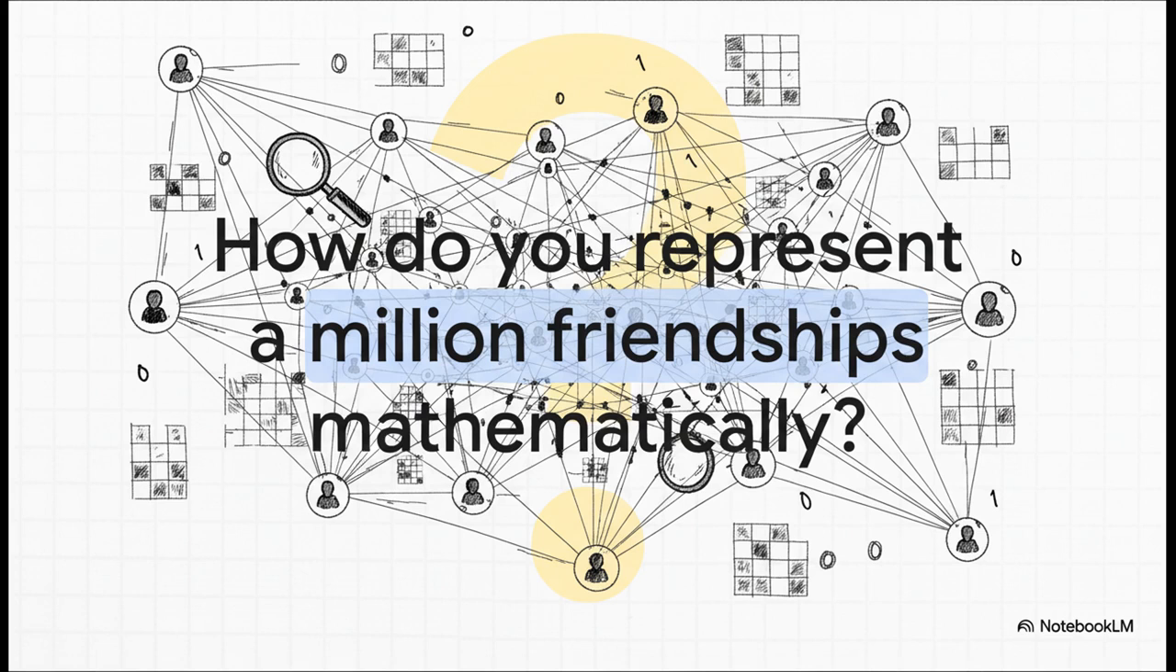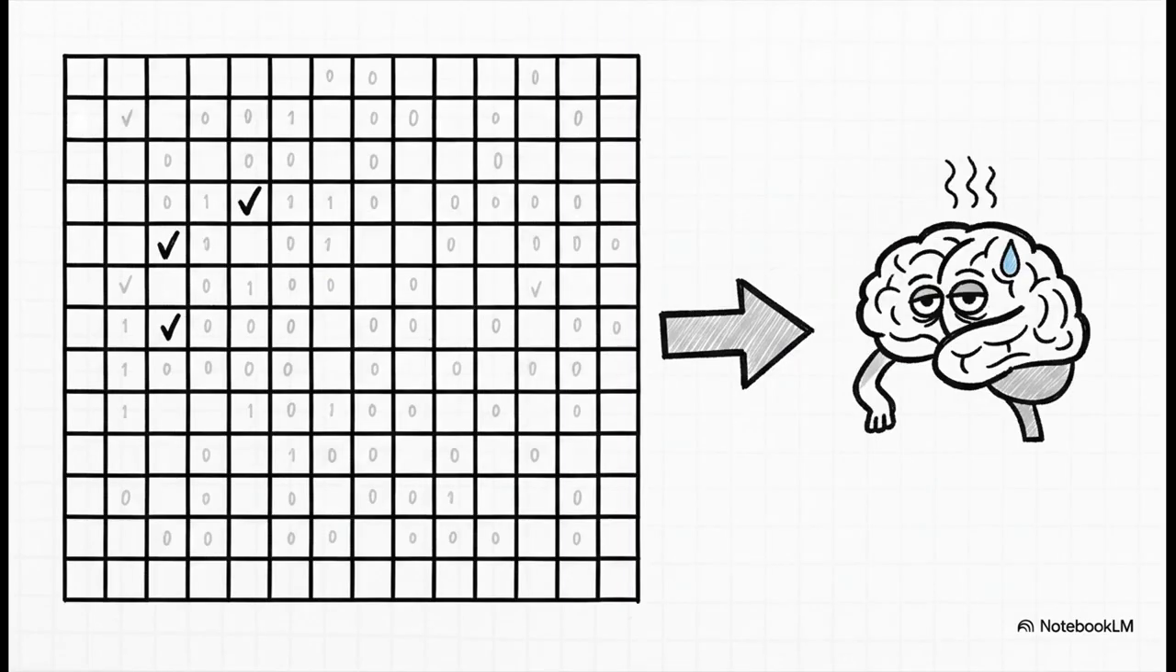But just think about that for a second. How many of those possible connections actually exist? The answer is not that many. The vast majority of entries in that giant chart would just be 0. You'd be wasting an insane amount of memory and processing power just to store information about connections that don't even exist. So the key here is we need a much smarter way to do this.